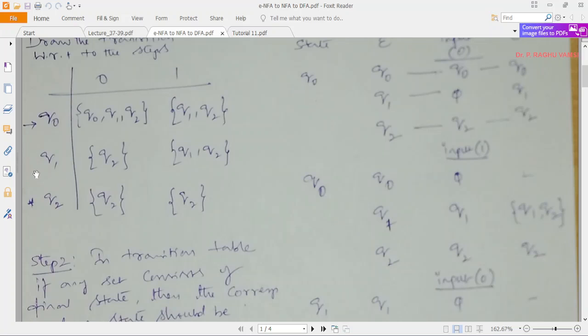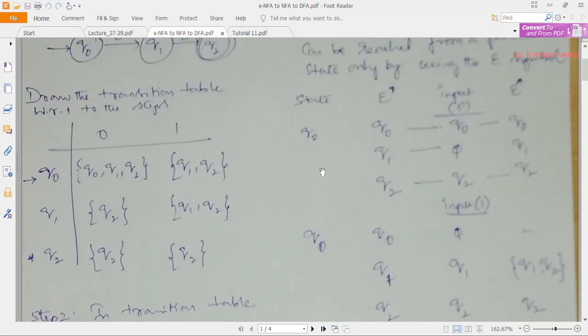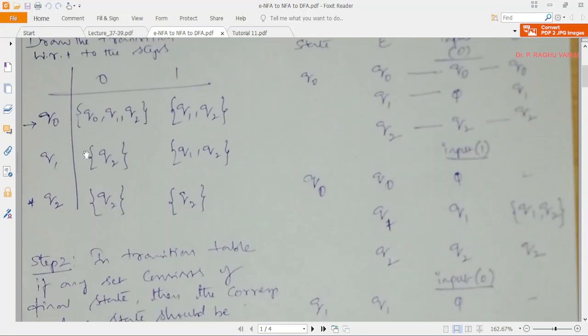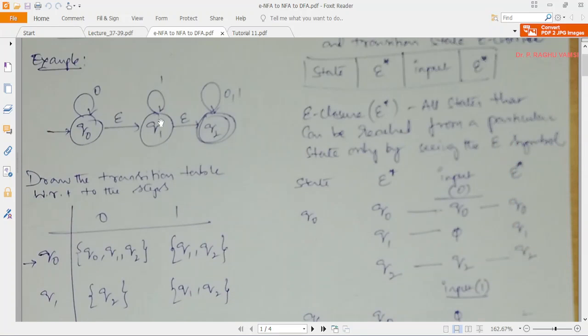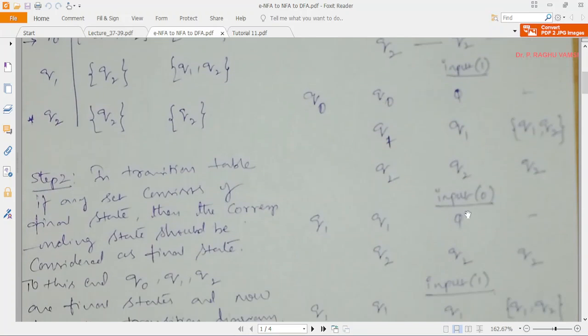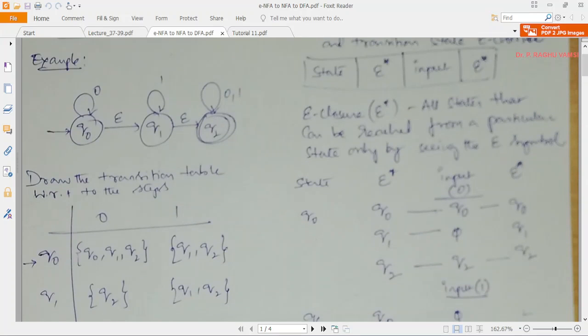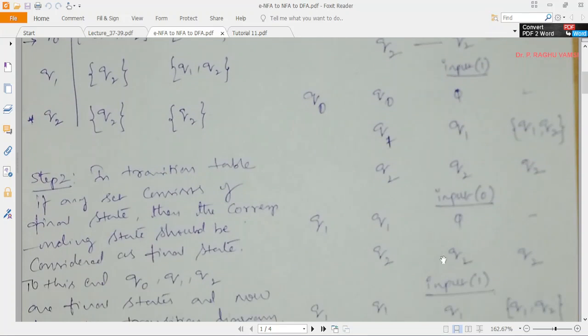Like that, we go for Q1 on 0. Q1 on 0 means first the epsilon closure of Q1, which is Q1, Q2. Now for every state in the epsilon closure, we give the input 0 and verify where it goes. On Q1, there is no 0 input possible, so the set is the empty set. On Q2, we can provide the input 0, and the resultant state is Q2.